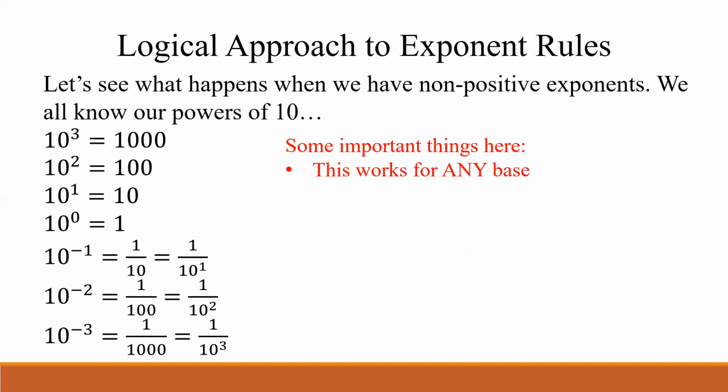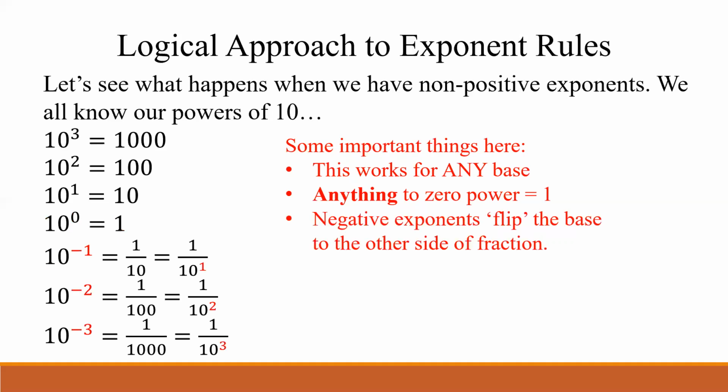This does work for any base. I chose 10 because they were easy numbers to work with. Anything to the 0 power is 1. If you don't write anything else down, you should probably write a couple of these down if you don't remember them from Algebra 1. But this is a big one: anything to the 0 power is equal to 1. And also the negative exponent. Anytime you see a negative exponent, it's going to flip the base to the other side of the fraction. Okay?